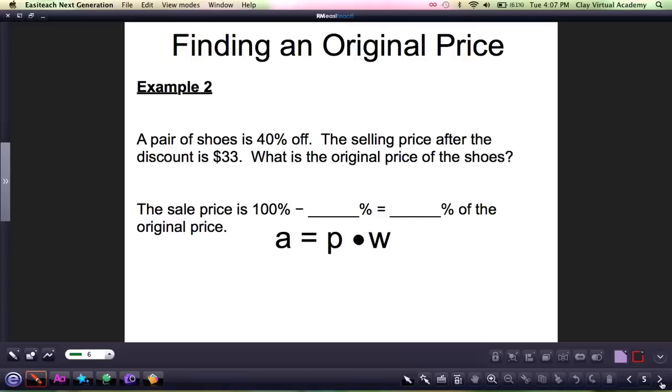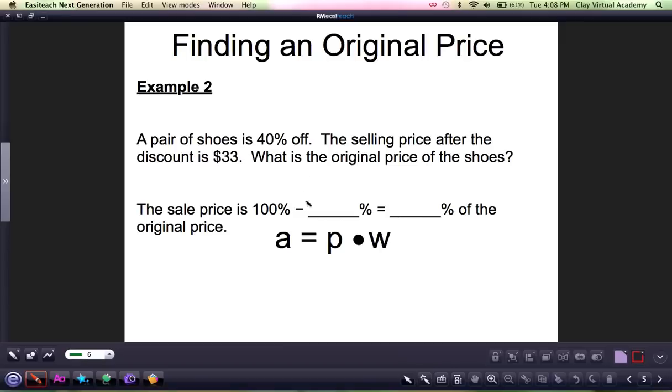All right, so in this scenario, we have a pair of shoes that is 40% off. The selling price after it's discounted, so this is how much you're going to pay, is $33. We want to find out what the original price of the shoes is. We want to know if we're getting a good deal as opposed to maybe another store that has them 50% off or 30%, something different. Okay, this is how we can find out if we're getting a good deal or not.